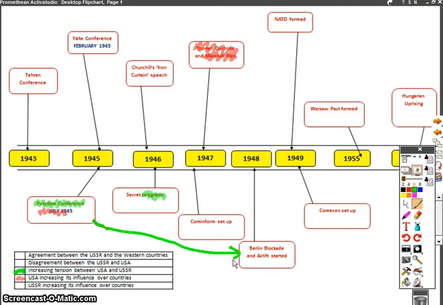So I've drawn an arrow between the two, and just so I know what I'm talking about when I look back on this, I'm going to write a little summary. Basically, just to keep it short, the conference and what happened at the conference led to the blockade and the airlift. There are loads of these links we can find. For example, we know that the Marshall Plan angered Stalin, and we know that he introduced Comecon as his version of that. So I've drawn an arrow there, and I'm going to write the Soviet version.